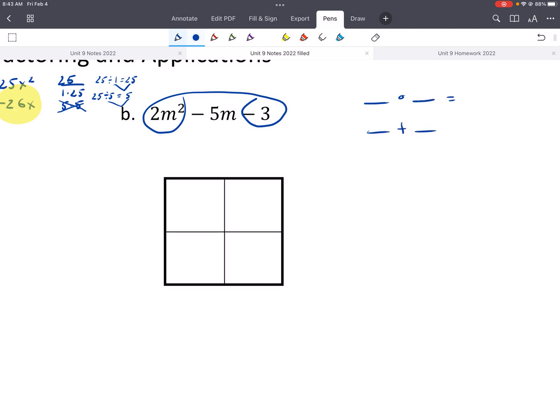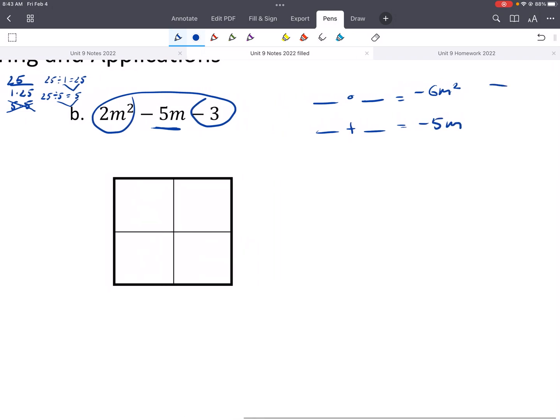So this one needs to multiply to negative 6m squared and needs to add to give us that middle term. Factor pairs for 6 would be 1 and 6 or 2 and 3. Ooh, so this is a tricky one. So 1 and 6 can give you a 5, and 2 and 3 can also give you a 5. So it has a lot to do with just the sign. So we know that one of them has to be negative, since we're multiplying and you get a negative.